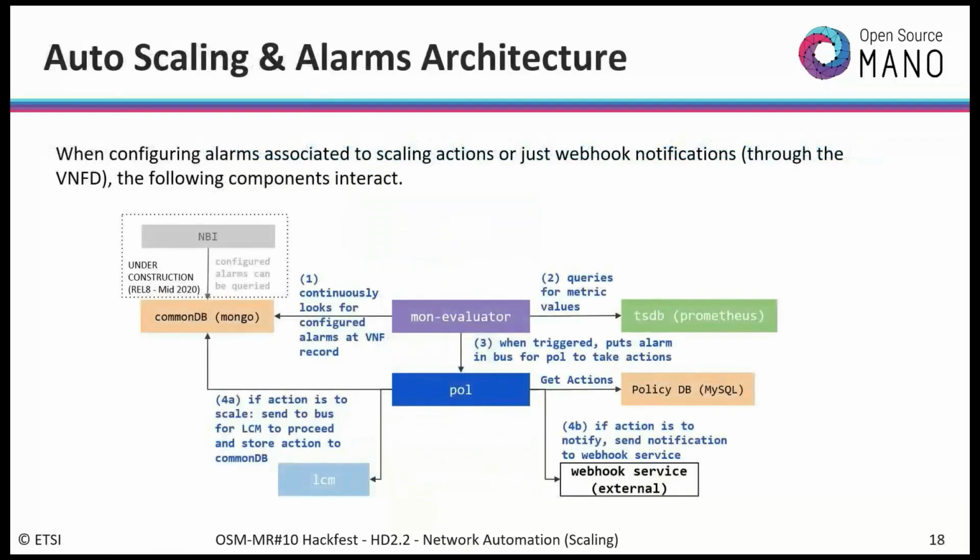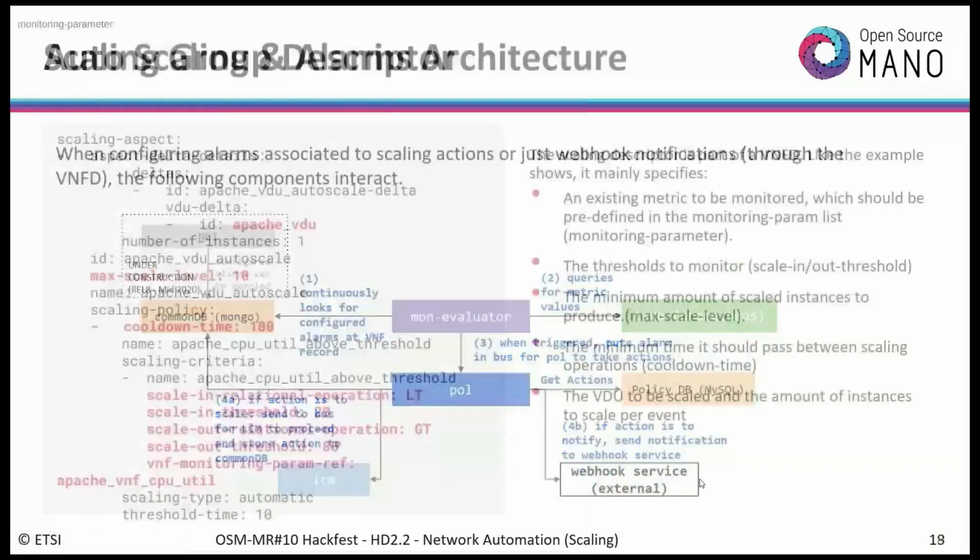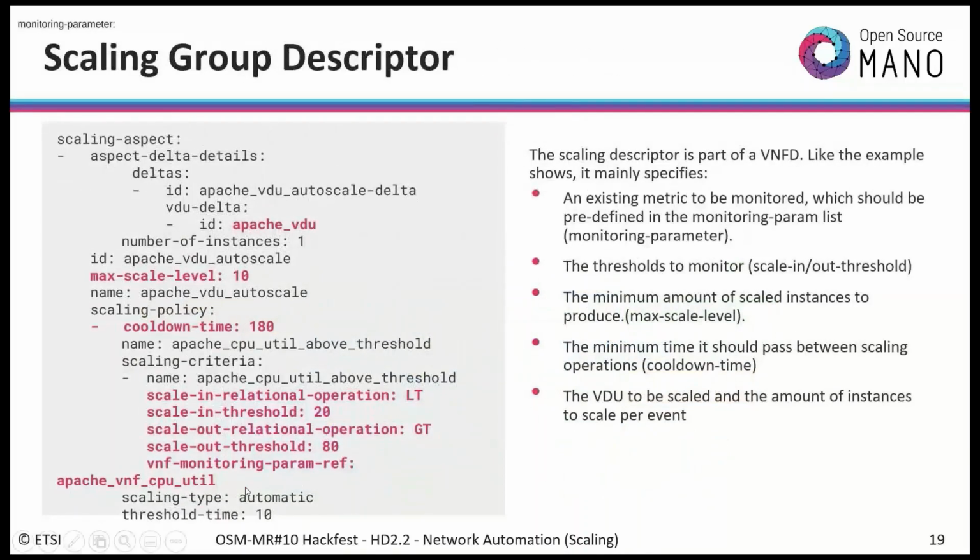Okay, so this is a more comprehensive alarm architecture. As I said, when the MON evaluator evaluates that an alarm is generated, it gives it to POL, and POL then gives it to LCM for scaling out. If it is an alert, that goes to a webhook. Okay, so we have also seen this scaling descriptor. We have increased or reduced this 80 to 40 already.